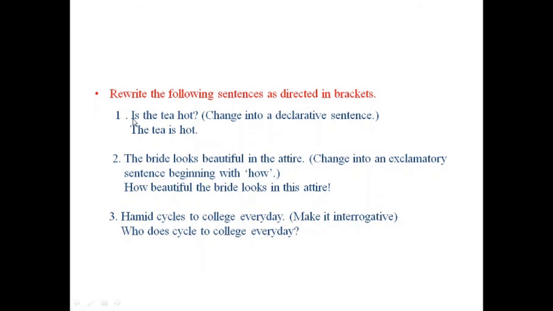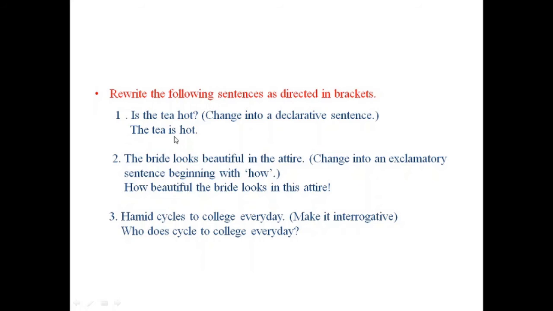The first example is, is the tea hot? The sentence is beginning with the helping verb is and ending with a question mark, and beside it the instruction is given, change into a declarative sentence. The given sentence is interrogative, and we are asked to change it into a declarative sentence. We get the declarative sentence as, the tea is hot.